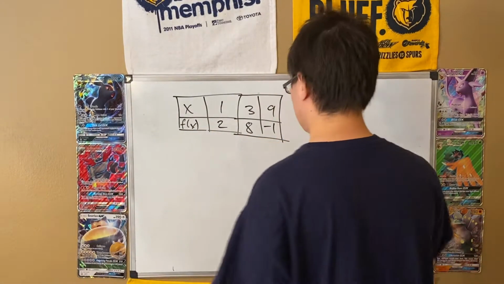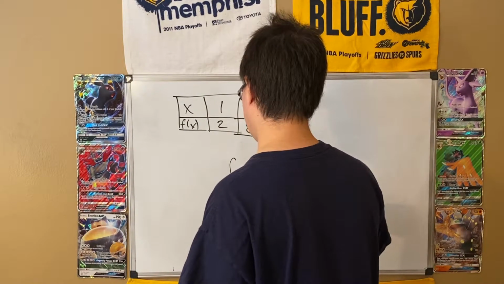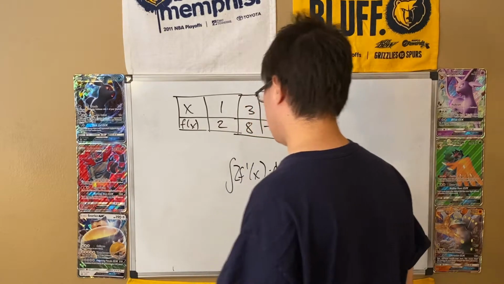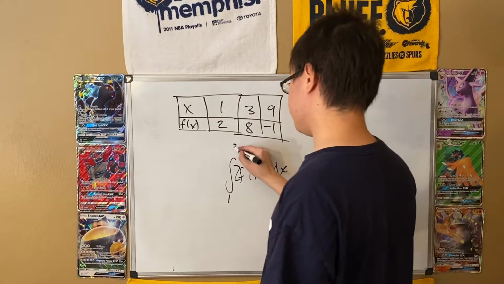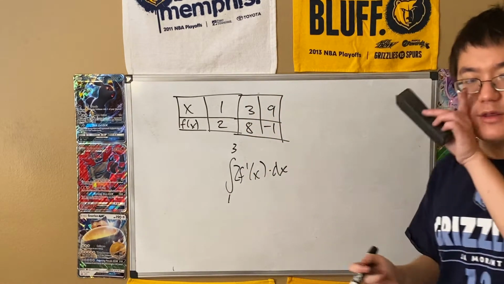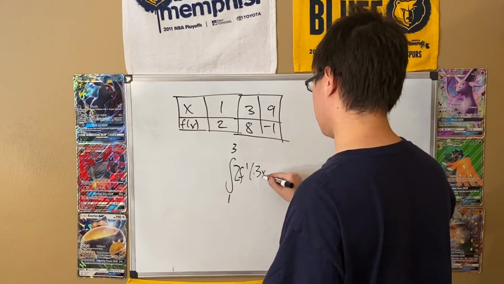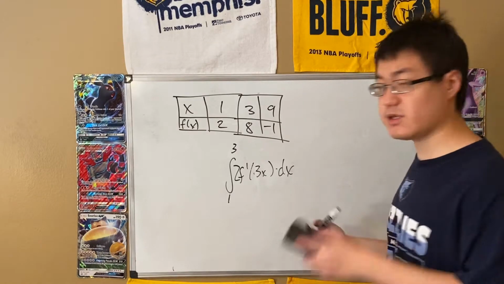And then what we're going to try to do is the integral of f prime of x times dx. Let's put a 2 in the front, and then we are going to go from 1 to 3. So this is the thing I want to do. Actually, I don't want to do this. I want to put a 3x. This is the point of the question. So let's put a 3x. So this is the question.